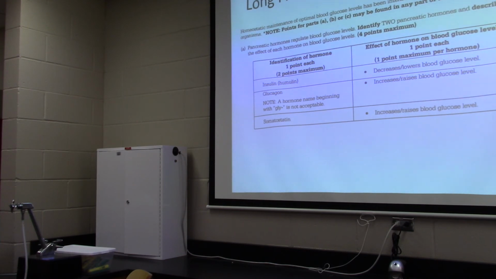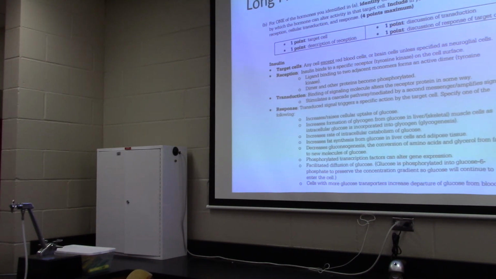So this is what the rubric looked like for this FRQ. So notice if you identify the hormone, you got a point each. One for glucagon, one for insulin. There's also another one called somatostatin. Probably didn't talk about that one. You also got a point each for simply saying decreases or increases blood glucose level. So 4 points on part A, just as we mentioned.